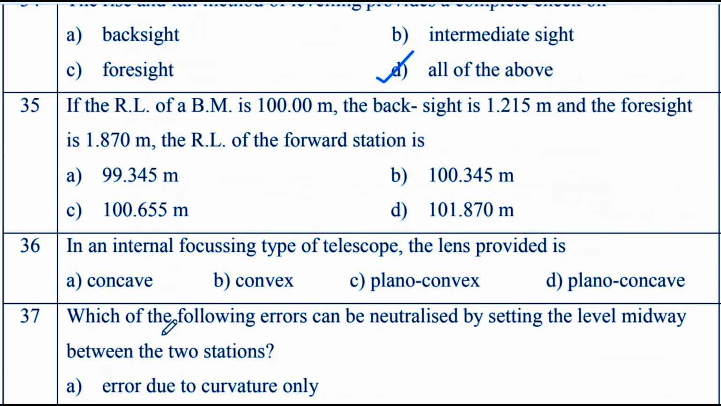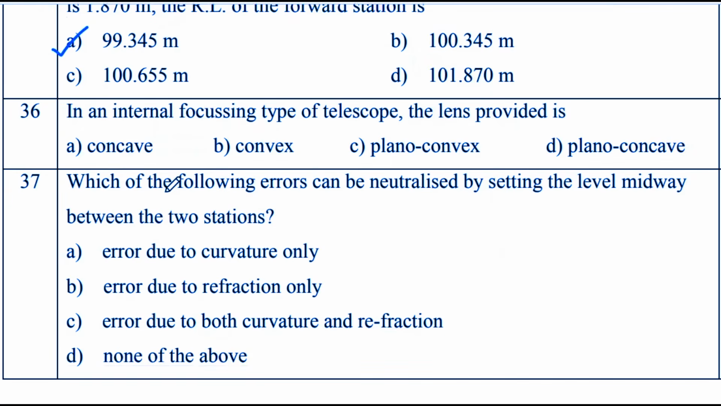If the reduced level of a benchmark is 100 meter, the backsight is 1.215 meter and the foresight is 1.870 meter, then the reduced level of the forward station is: 100 plus 1.215 minus 1.870, and that will be 99.345.